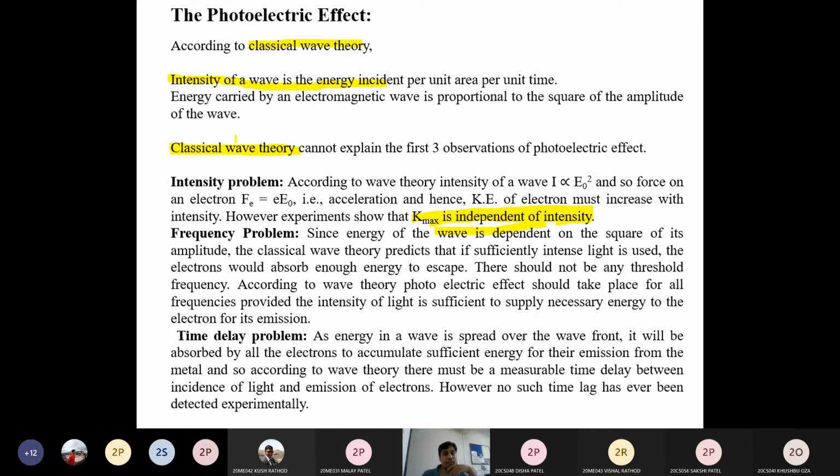But from the classical point of view, there is some problem in intensity. So as you increase the intensity, that doesn't mean it gives you higher potential or higher kinetic energy. No, because classical theory says that I is directly proportional to E0 square of the energy.